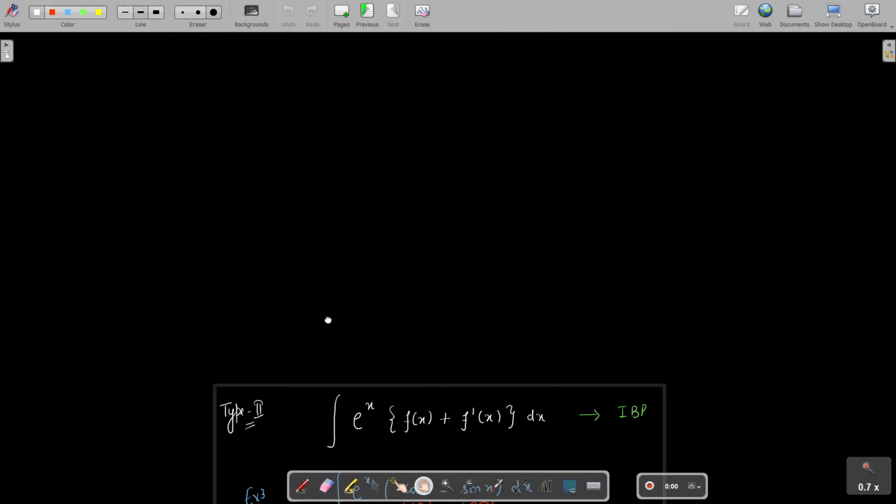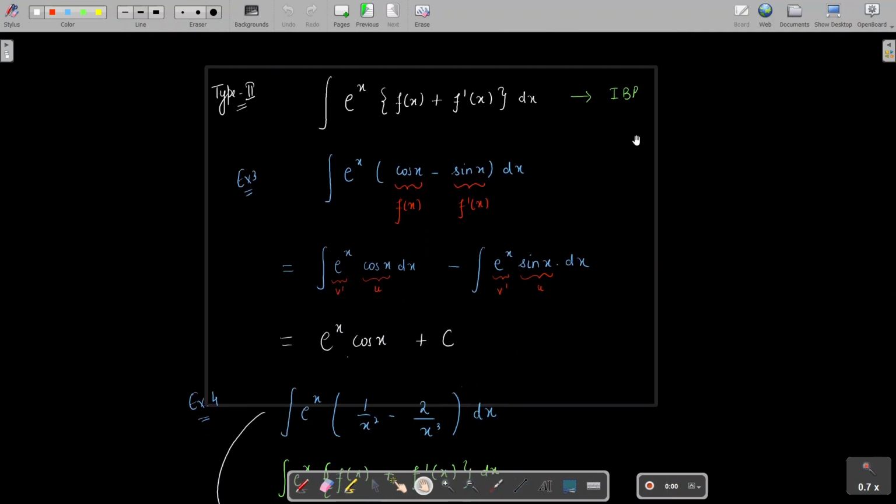Now let's see the second type of problem where you will have to apply integration by parts. This is the type of problem where you'll have e to the power x multiplied by the sum of two functions. And you will see that the second function is actually the derivative of the first function. So if you get a problem like this, then you will apply integration by parts. For example, we have this problem: e to the power x multiplied by cosine x minus sine x.